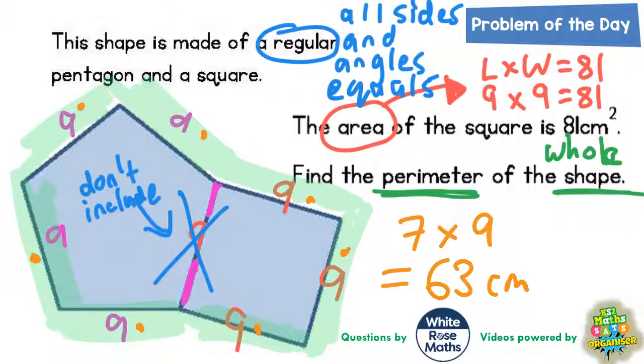So the final answer, what is the perimeter of the shape? 63 centimetres.